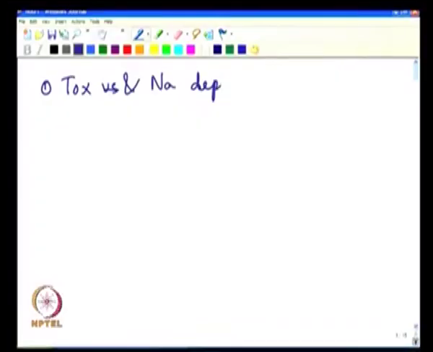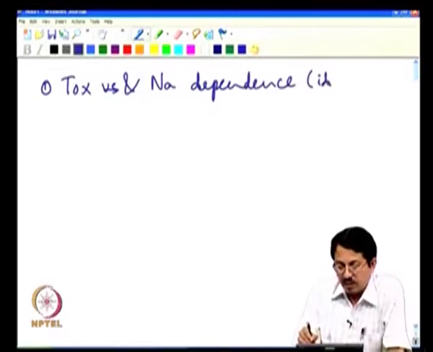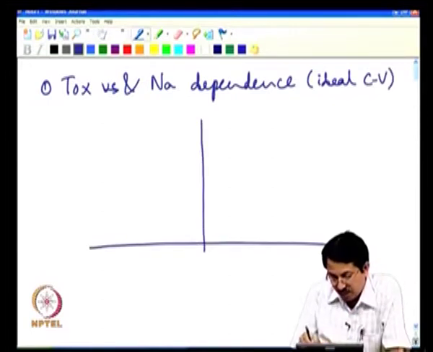All these are external characteristics, but the device itself can have different oxide thicknesses and different doping concentrations. So, let us look at the TOX and Na dependence of ideal CV, and we are still discussing ideal CV. Let us just consider high frequency capacitance.